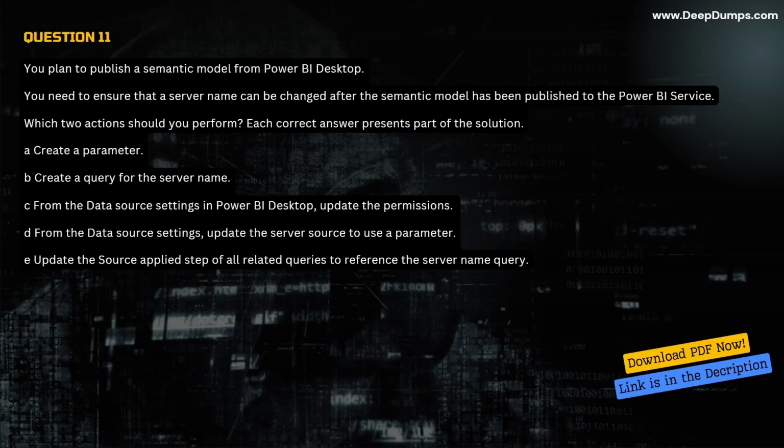A. Create a parameter. B. Create a query for the server name. C. From the data source settings in Power BI Desktop, update the permissions. D. From the data source settings, update the server source to use a parameter. E. Update the source applied step of all related queries to reference the server name query. Correct answer is A and D.